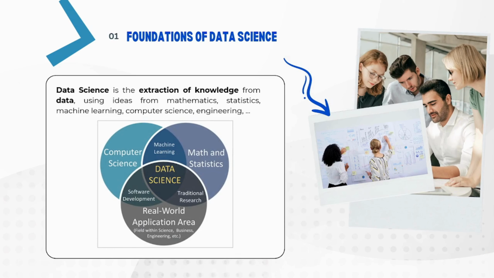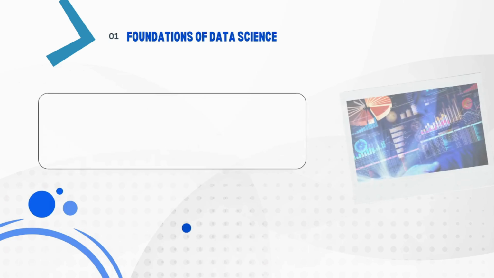Let's start the first section by defining what data science means. Data science is the extraction of knowledge from data using ideas from mathematics, statistics, machine learning, computer science, engineering, and so on. Everything in data science begins with one essential element, data itself. So, what exactly is data?